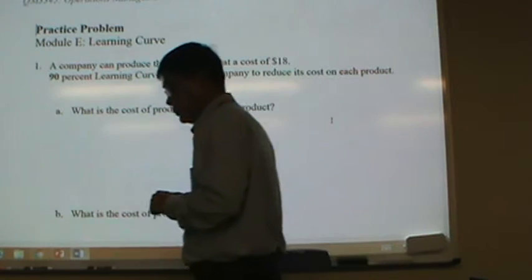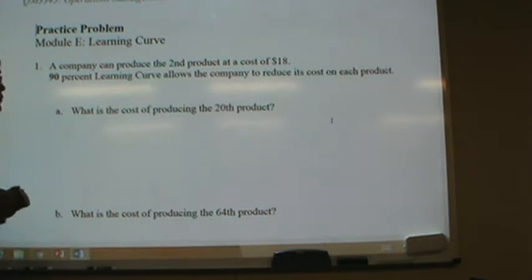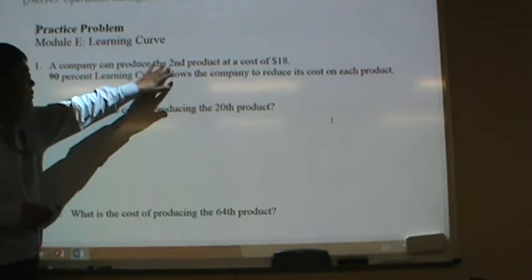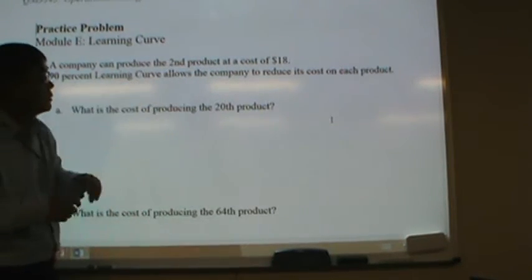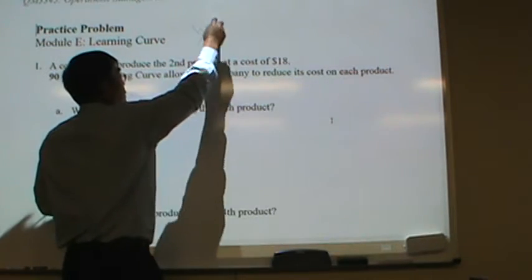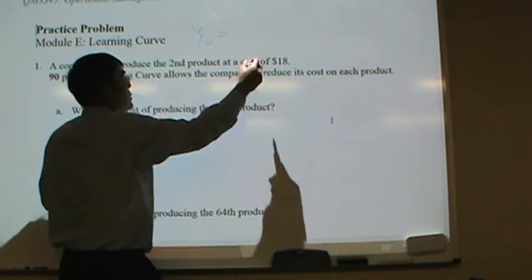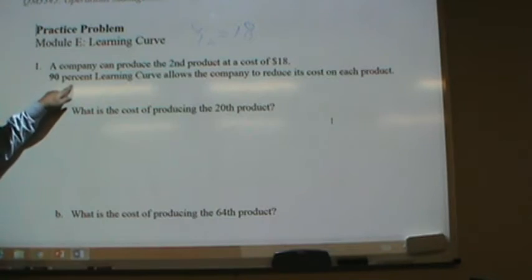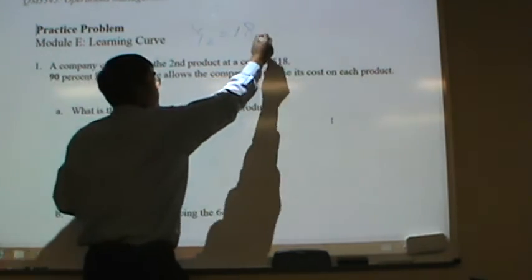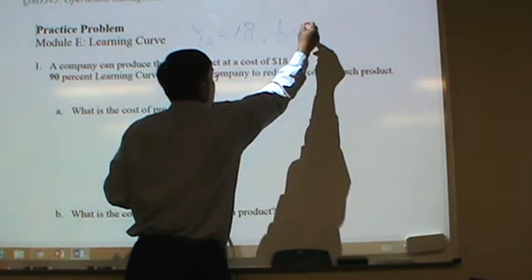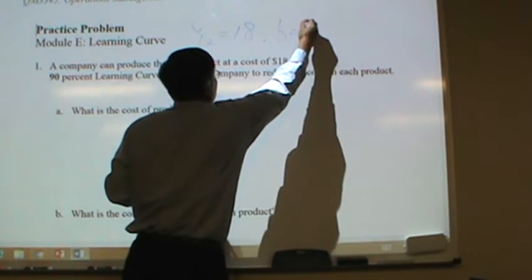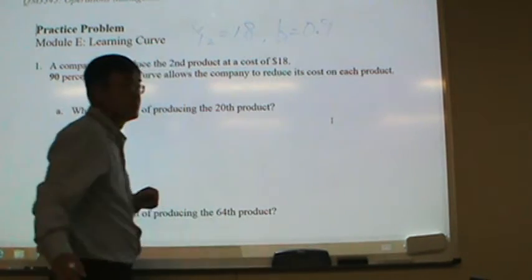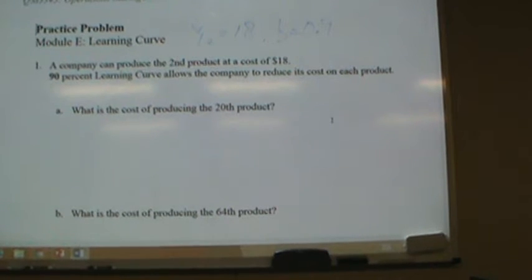Practice problem. This problem gives a second product cost. So y second equals 18, then 90%, b equals 0.9. Oh, I did that all along.